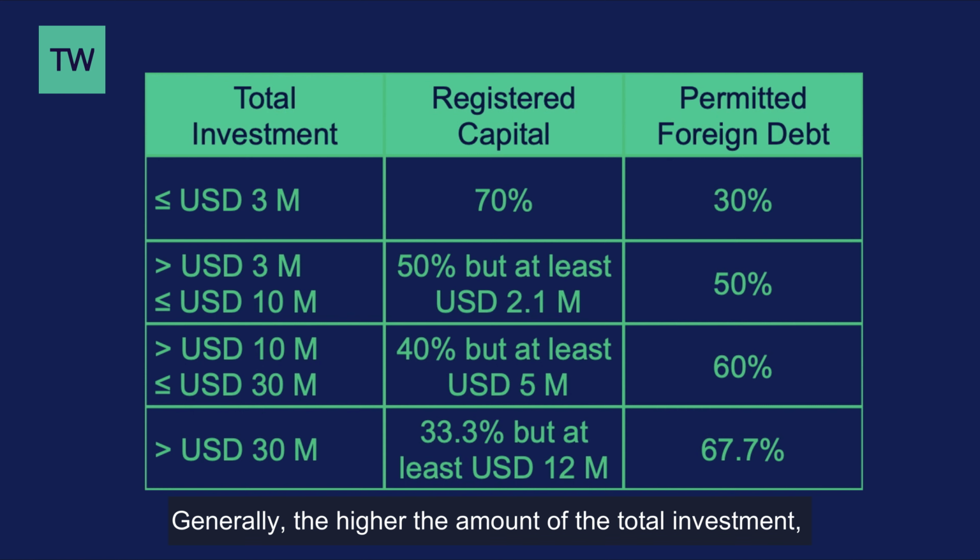Historically, FIEs in China are only allowed to incur foreign debt in an amount not exceeding the difference between their statutory total investment and their registered capital. Moreover, the ratio between these two numbers is prescribed by mandatory regulations.